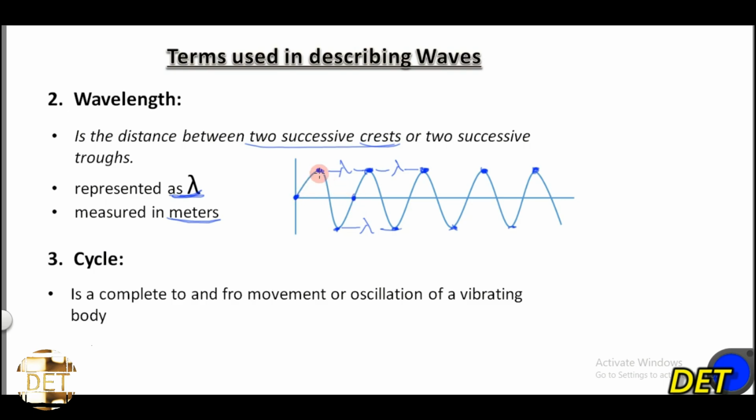So how do I know a cycle? A cycle usually consists of a crest and a trough. So from here to here is one cycle. From this point to this point is one cycle.